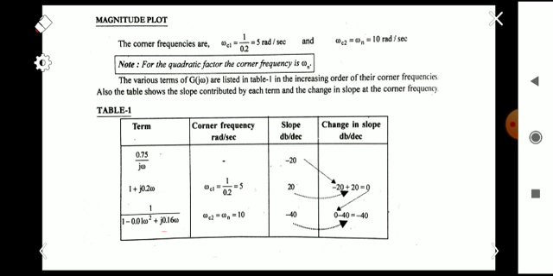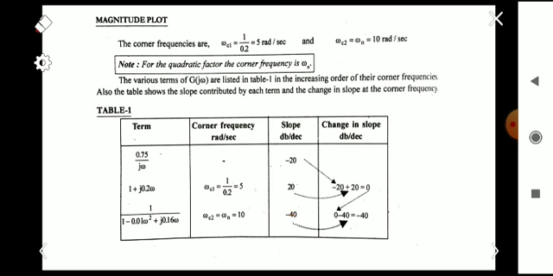Okay, and for finding the change in slope, we have to add the first 2 terms, that is minus 20 plus 20, we will get just 0, and for finding the next change in slope, we have to add this 0 with minus 40, that is cross. We have to crossly add the 2 terms, that is 0 and minus 40, we will get minus 40.